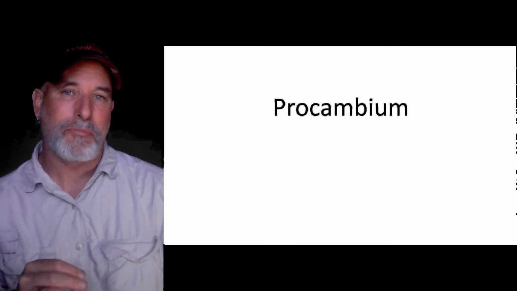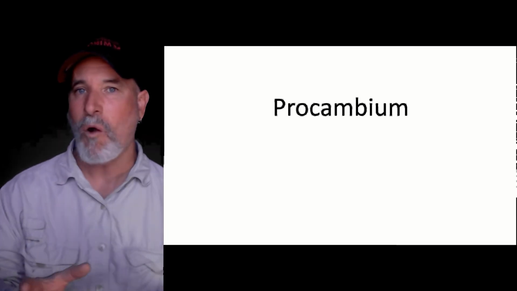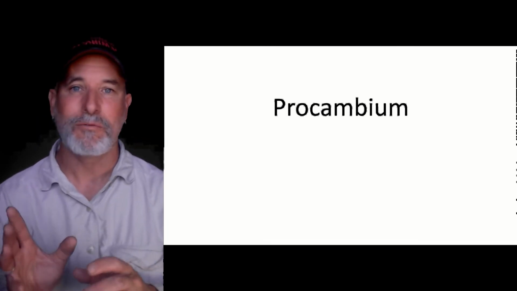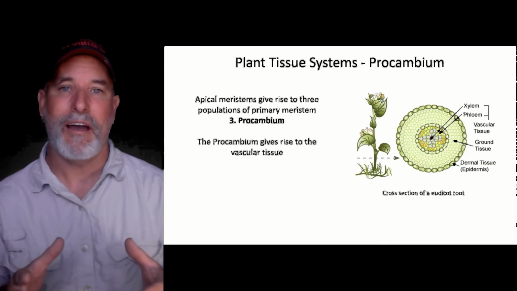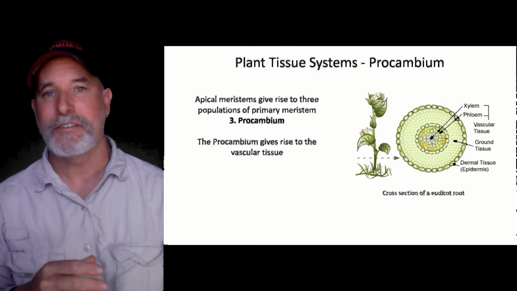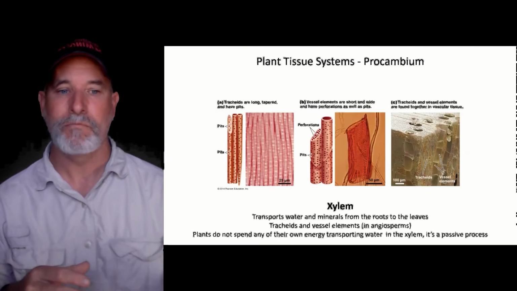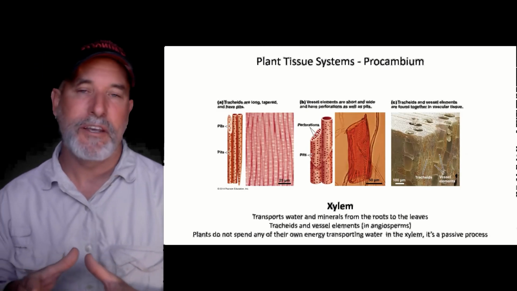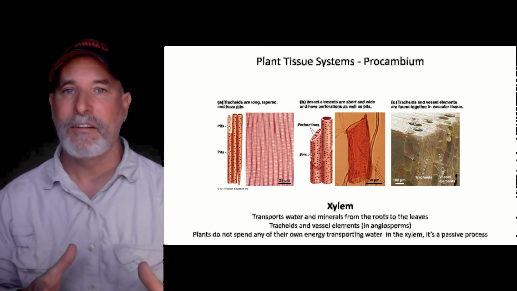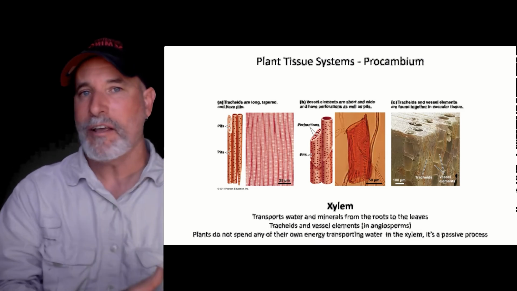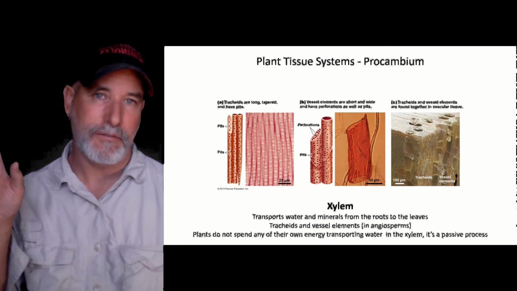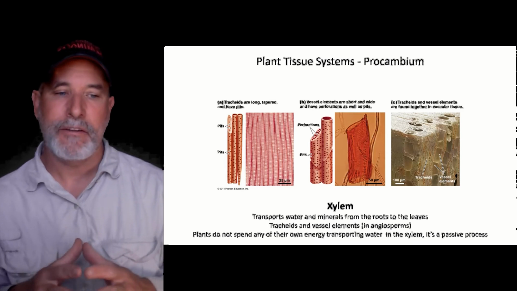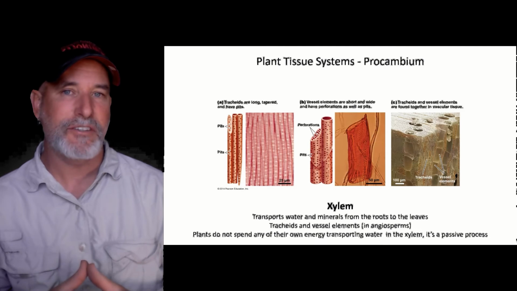Now let's talk about the procambium, because somehow we have to connect the roots to the shoots, the leaves to the roots. So we have the procambium that gives rise to the vascular tissue. Now, first of all, let's begin with the xylem. The xylem carries water and minerals from the roots up to the leaves, okay? And we have tracheids and vessel elements.